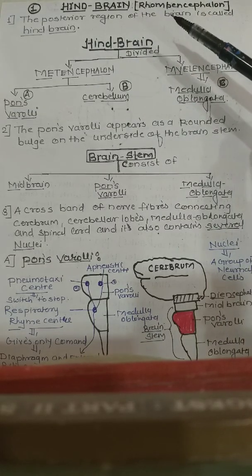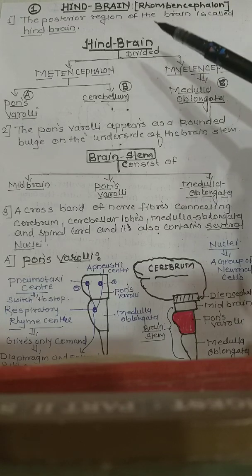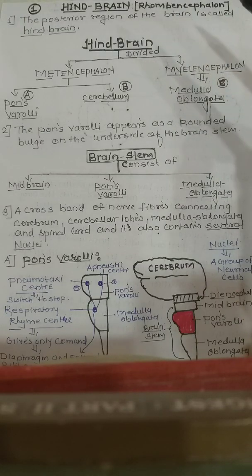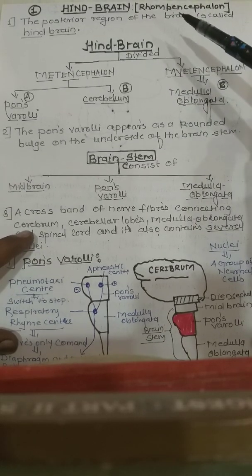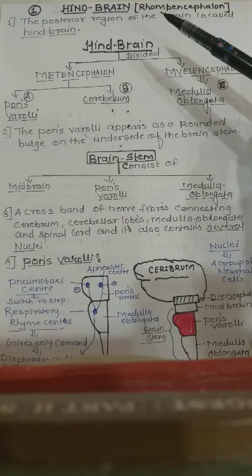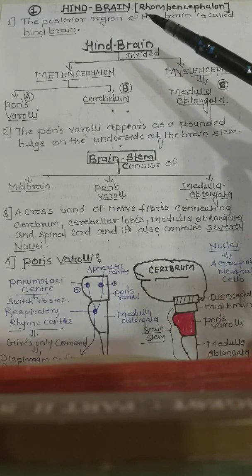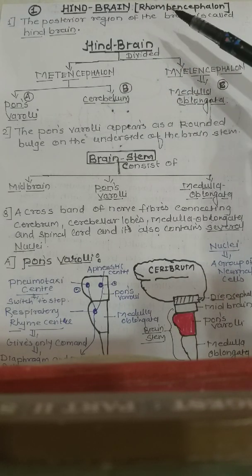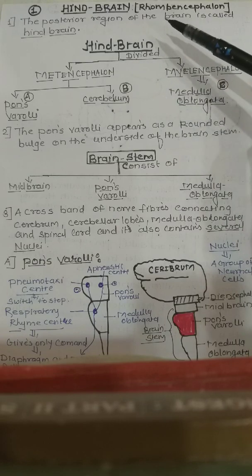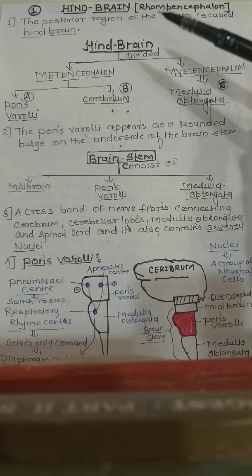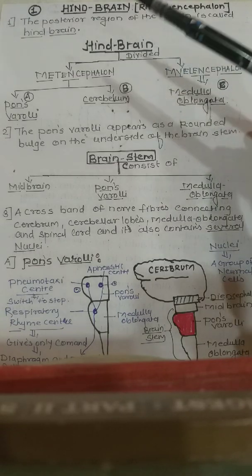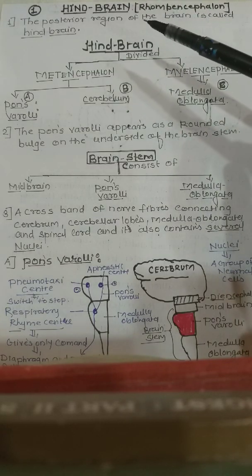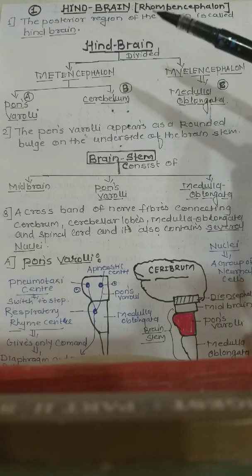As we discussed in the last lecture about the midbrain, in the chapter control and coordination, this is also part of control and coordination. Now we are going to discuss the hindbrain. Another name for the hindbrain is rhombencephalon. This is the posterior region of the brain, the last part of the brain.